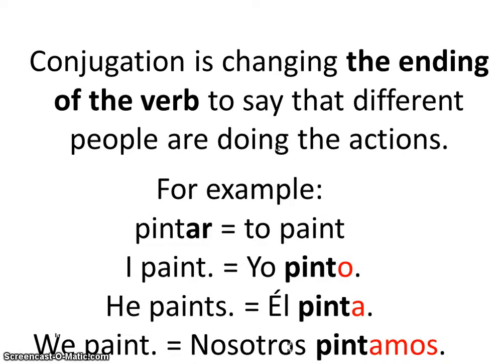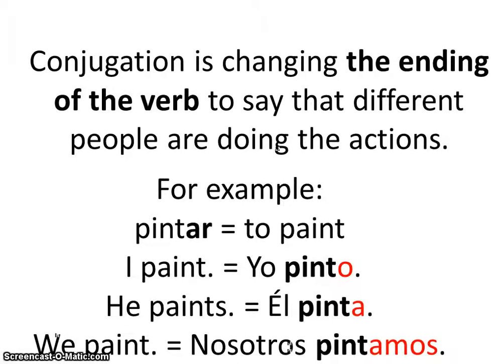If I would like to say he paints, I'm going to take the subject pronoun for he, which is él, take the verb pintar, take off that AR ending on pintar, which means to, and put the new ending on to match él, which is the letter A. Él pinta, he paints.